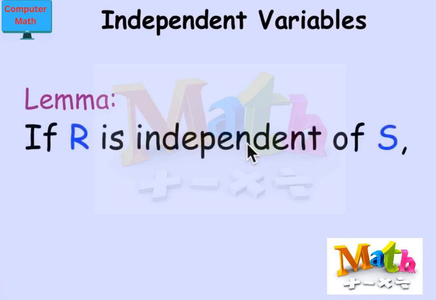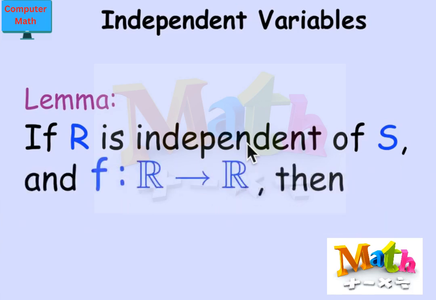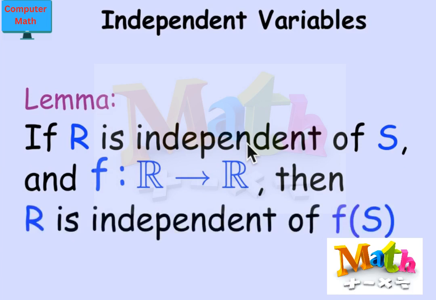So intuitively, if R is independent of S, then R is really independent of any information at all that you have about S. And that can be made more precise by saying, pick an arbitrary total function f that maps R to R. So what I can do is think of f as giving me some information about the value of S. So if R is independent of S, then in fact R is independent of f of S, any transformation of S by a fixed non-random function.